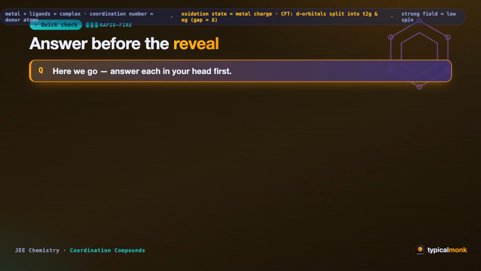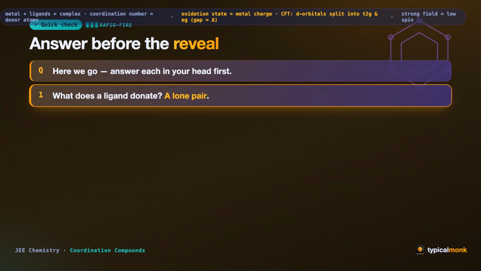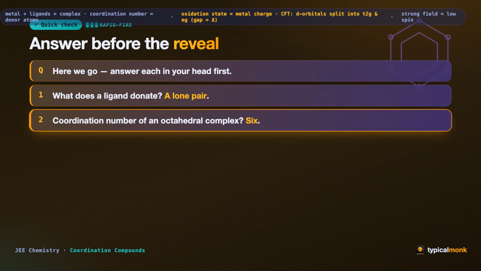Now test yourself. Answer in your head before the reveal. That is how speed is built. Here we go. Question 1. What does a ligand donate? A lone pair. Question 2.